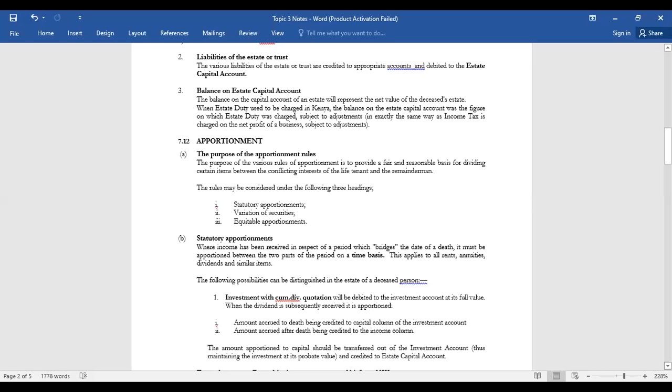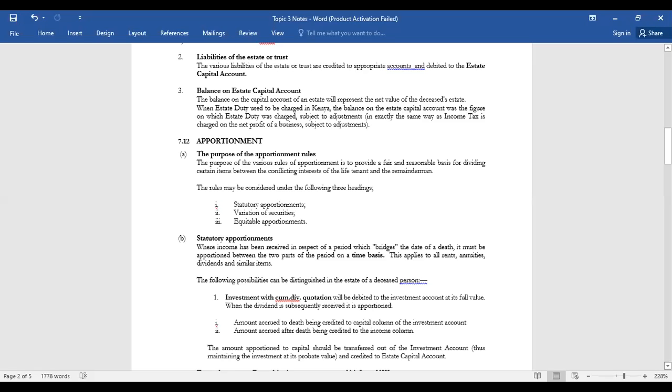If the testator or the intestate had some shares or invested in some securities, there should be a way of ensuring that there is equitable sharing of the investments that the deceased had. So for the statutory apportionment, where income has been received in respect of a period which bridges the date of death, it must be apportioned between the two parts of the period on a time basis. And this applies to all the rents. We have the annuities, dividends, or similar items. So you can see the items are of income nature.